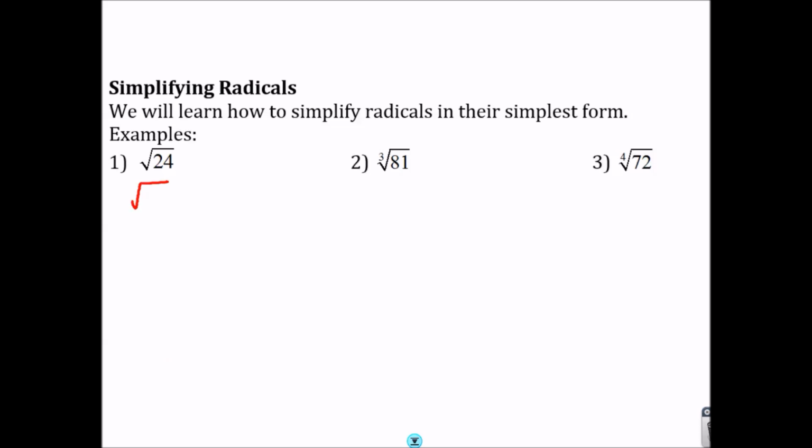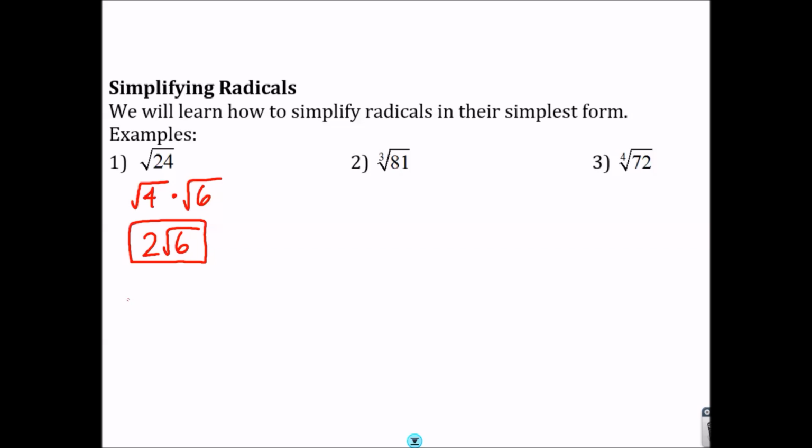24 can be split up as square root of 4 times square root of 6, because 4 times 6 is 24. Then you should know that the square root of 4 is 2, and there's nothing else you can do to simplify the square root of 6. So we can just leave our answer as 2 square root of 6. We've done quite a bit of this in the quadratic and polynomials unit, so that one should be familiar.